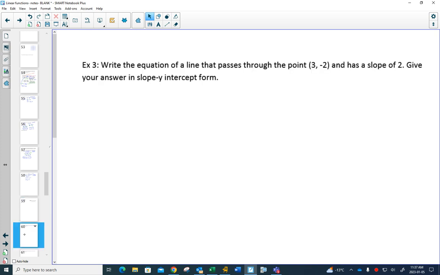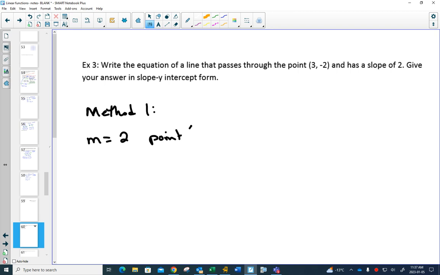I'm going to start off with the y equals mx plus b method, because that's the one that you're used to the most. So method one, and in fact, we will find out that anytime you want to find an equation of a line, this is the minimum that you need. You need the slope and you need a point. Once you have a slope and a point, you can find the equation of a line.